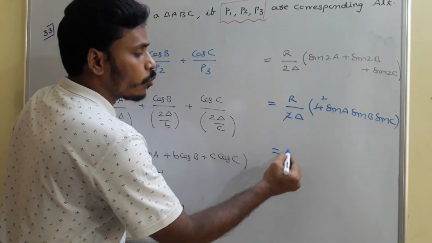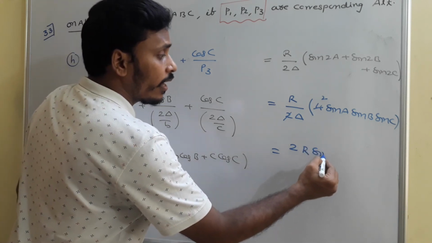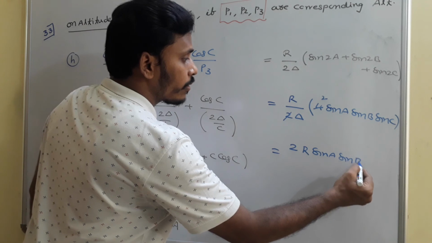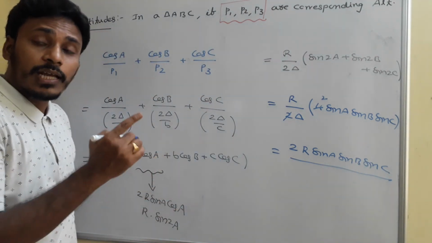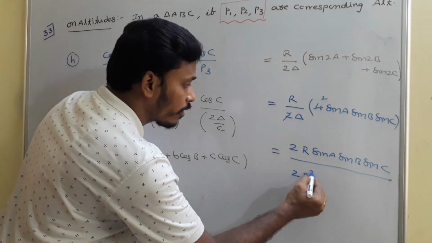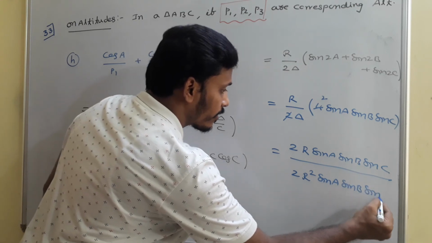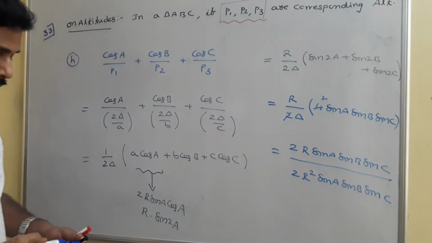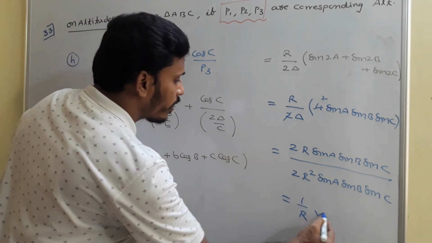And now this is equal to what? 2R sin A sin B sin C is the numerator. And what is the denominator? Delta. And for delta also we have a rule in terms of the angles. And that rule is simply nothing but 2R square sin A sin B sin C. Just look there, both the numerator and denominator, everything gets cancelled and you are left with 1 by R.